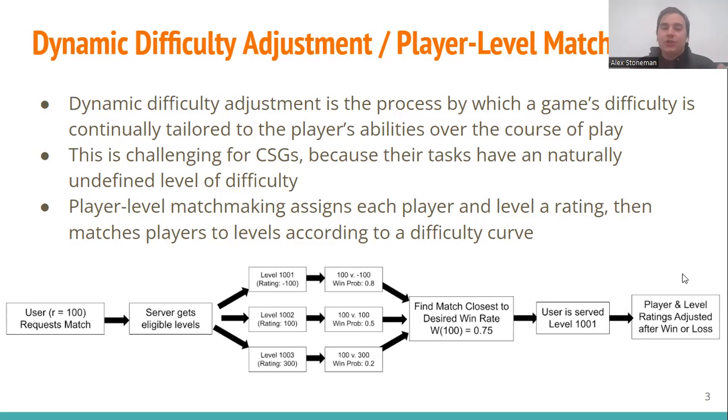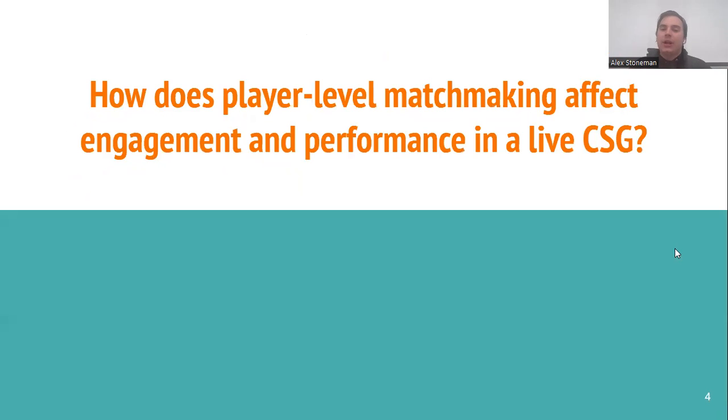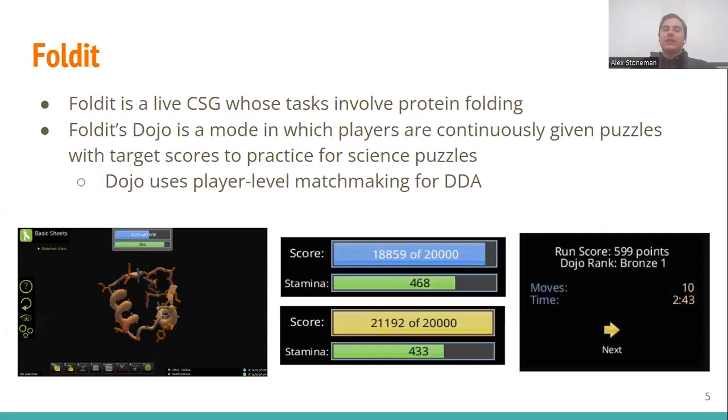However, all previous research into player-level matchmaking has been done in offline citizen science games. It's been successful there, but that's not the environment in which we're seeing scientific discoveries. So that led us to the question of, how does player-level matchmaking affect engagement and performance in a live citizen science game? And we decided to do this study in Foldit, which is a live citizen science game whose tasks involve protein folding. And at the time, Foldit had just released their Dojo mode, in which players are continually given puzzles with target scores as a practice for science puzzles that actually generate those scientific discoveries. And conveniently, Dojo uses player-level matchmaking for DDA, so it was a fantastic place to perform this experiment.